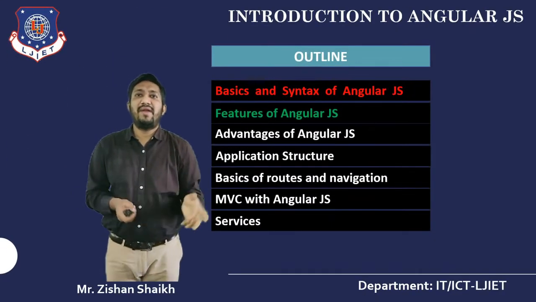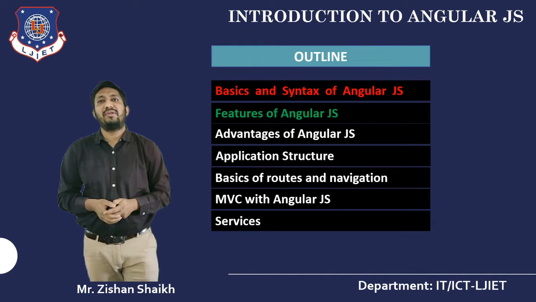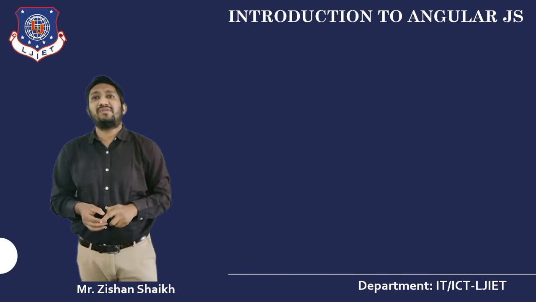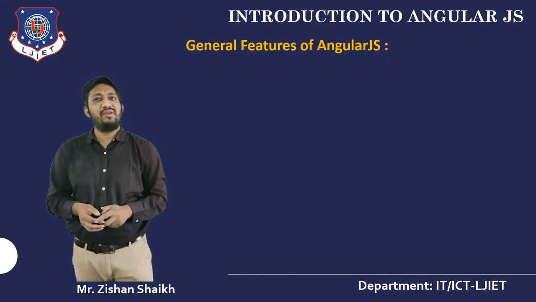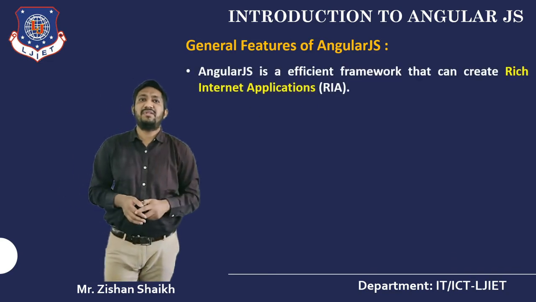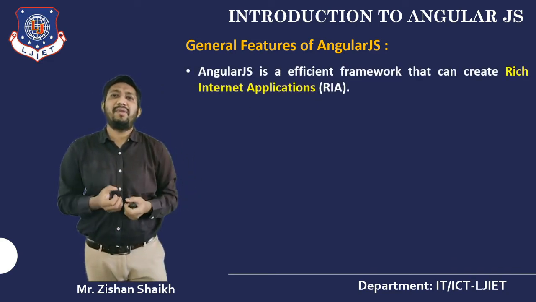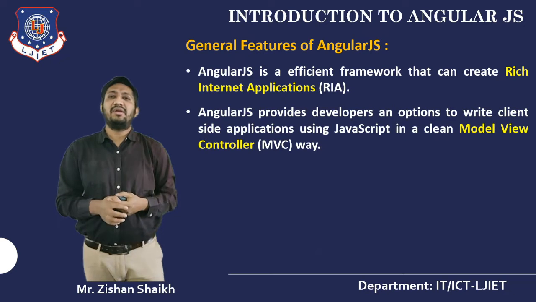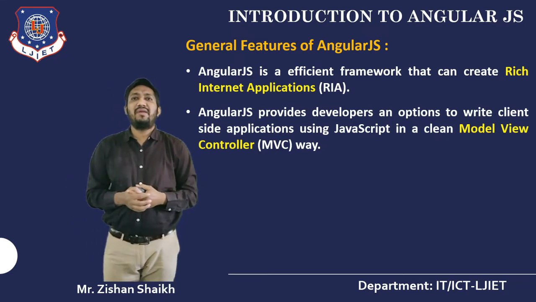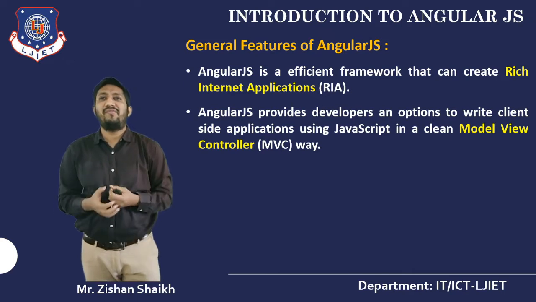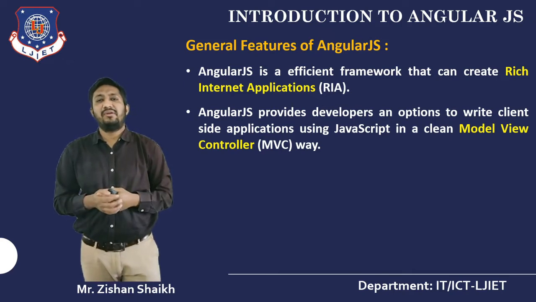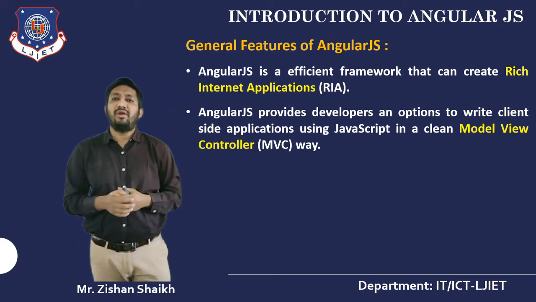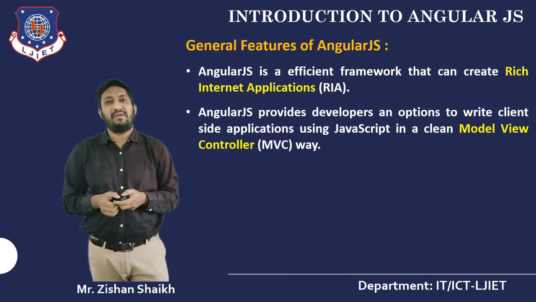Now we are moving to the next title, that is all about the features of AngularJS. AngularJS provides a number of features that are categorized into general features and core features. When we talk about the general features, it is a rich set of internet application frameworks to develop our dynamic web applications. Second, if you have control in the hands of the developer to create any web application, then it is very convenient. So AngularJS provides the MVC architecture, Model View Controller, so we can easily develop applications.